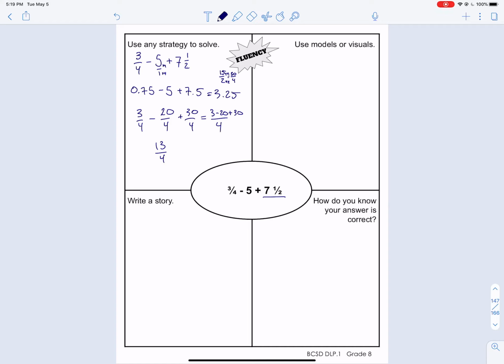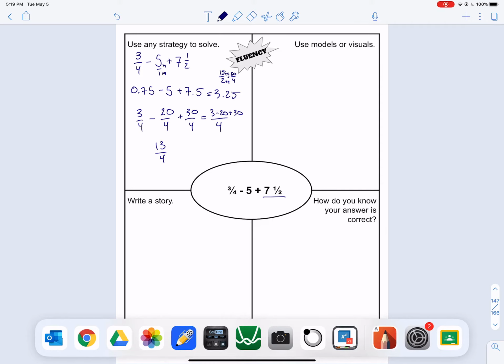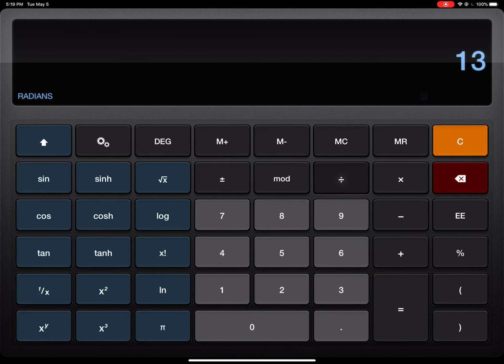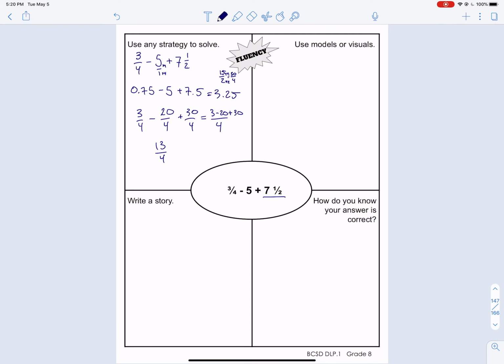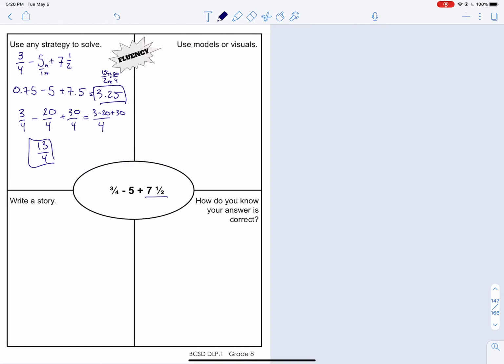Is 13 fourths the same as 3.25? How do we convert a fraction into a decimal? We just divide. So 13 divided by 4. Back to our calculator, 13 divided by 4 is 3.25. So we get the same answer using both methods. Again, it says use any strategy to solve, so whichever one makes the most sense to you. I would hope that we can do both methods, because sometimes we have calculators, sometimes we don't. You should be able to solve that both ways. Okay, so that's it for this day.